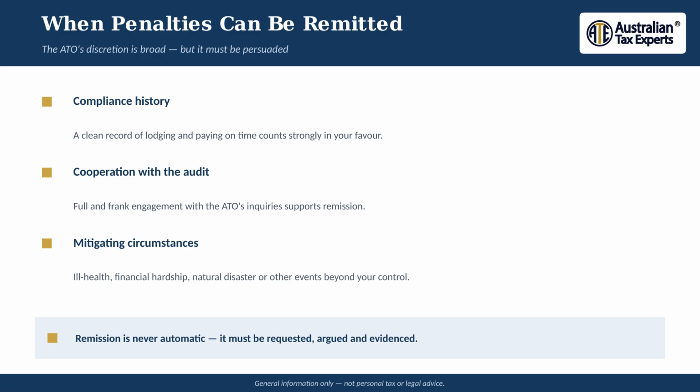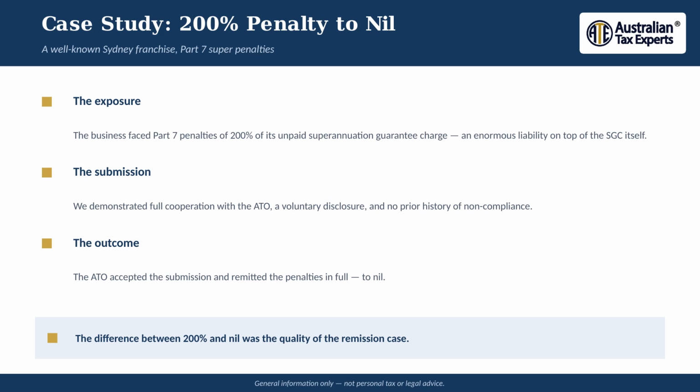But here is the critical point. Remission is never automatic. It must be requested, the grounds must be argued clearly, and every claim must be supported by evidence. A bare, "Please reduce my penalty," almost never succeeds. Let me show you what a strong remission case can do.